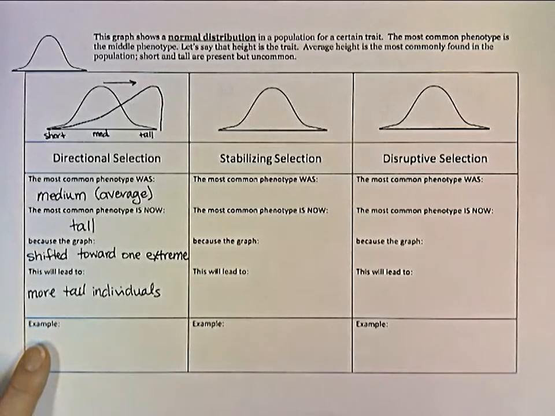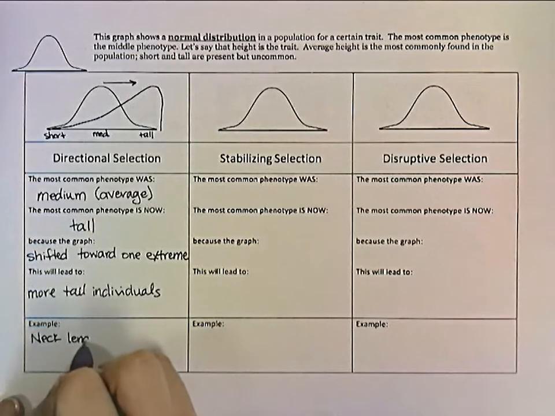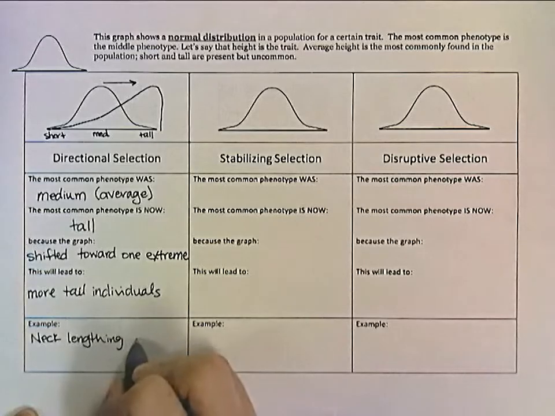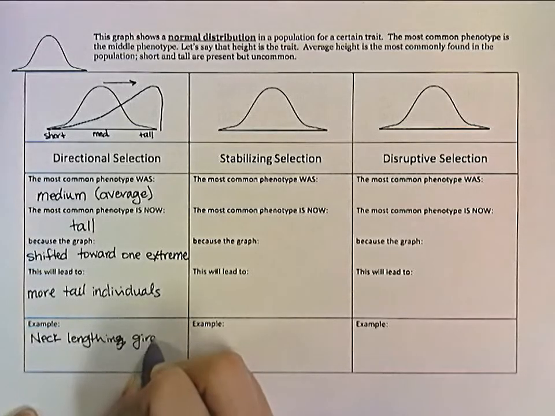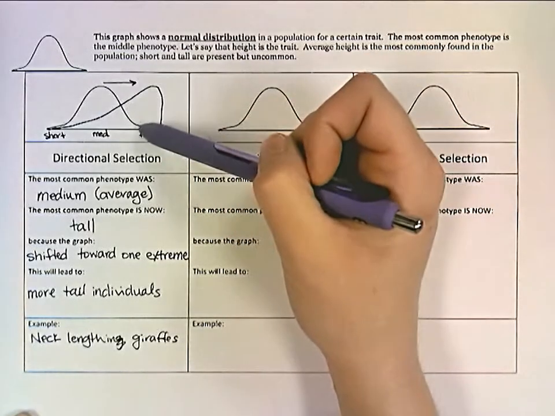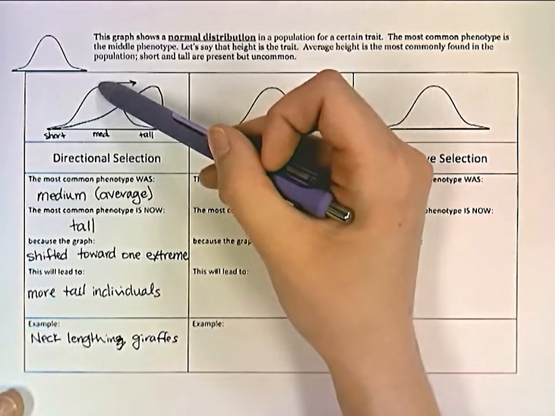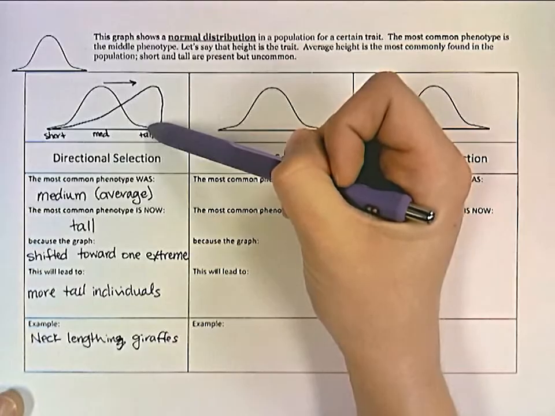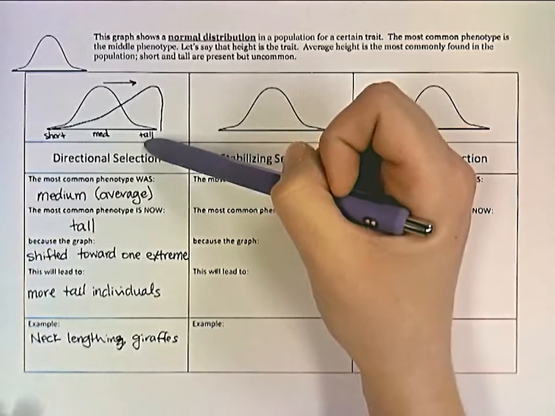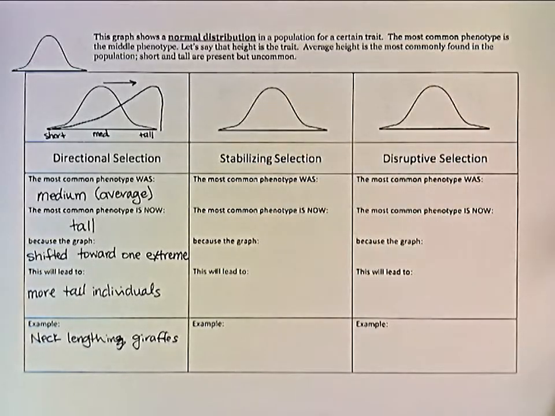A great example of this is the neck length in giraffes. They started out where you would have had a normal distribution, where some giraffe necks were a little bit shorter, you had most of them with an average length, and some of them had really tall, long necks. And now over time, those individuals with the longest necks were most able to survive, which is why we see most giraffes with these very long necks.